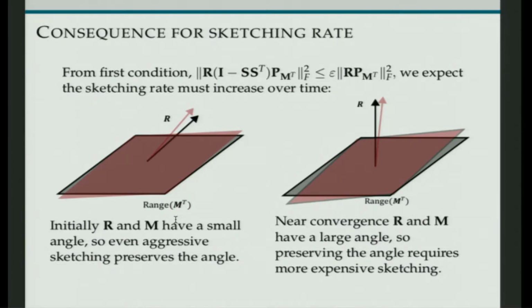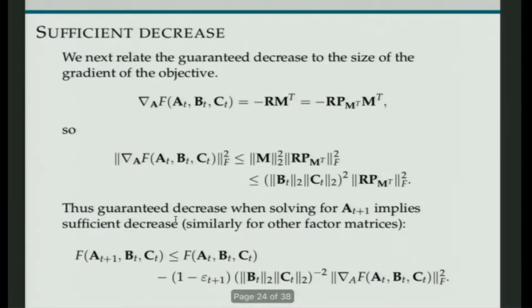Okay, so I point this out just because that suggests that previous analyses that use fixed sketching rates might fail in the long run, if you run for long enough. Okay, so next we can relate that guaranteed decrease to the size of the gradient of the objective.